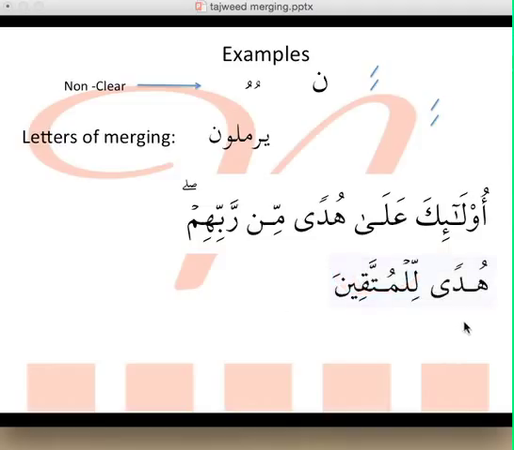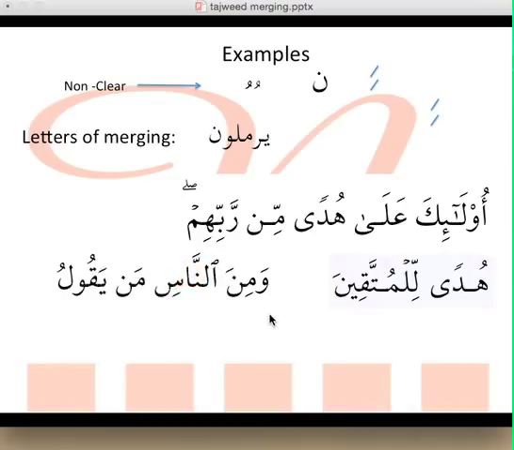Another example from the same surah, hudan lil muttaqin. Now we've got tanween al-fatah also, and afterward there is lam. The first letter is lam. Lam is also one of the merging letters, so we have to apply the rule. So we go from the dal to the lam without any ghunna. هدى للمتقين.